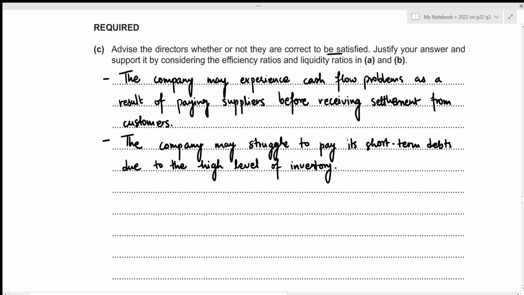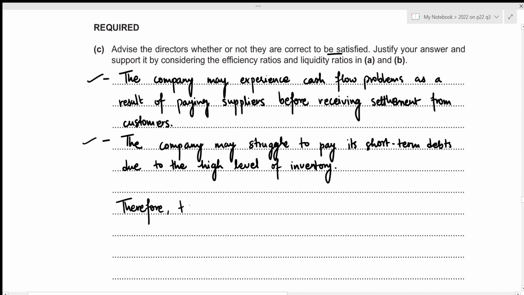Now, based on these factors, we need to advise the directors whether or not they are correct to be satisfied. We can see that from the first part of efficiency ratios, we concluded that the company may experience cash flow problems. And from the second part of liquidity ratios, we concluded that the company may struggle to pay its short-term debts. So from both ratios, we figured out that the company may go through some sort of problems, which is not something to be satisfied about. Therefore, the directors should not be satisfied. Let's write it down.